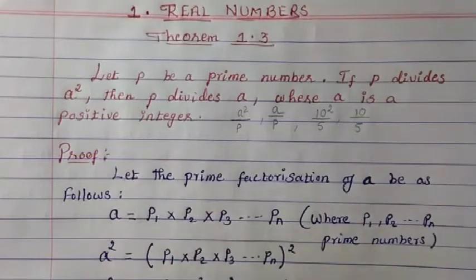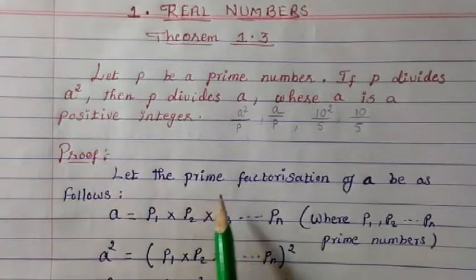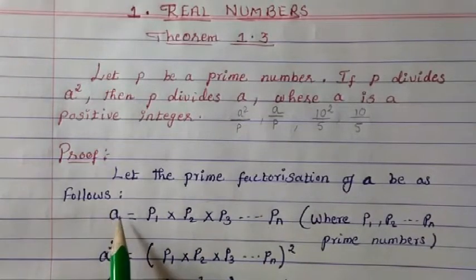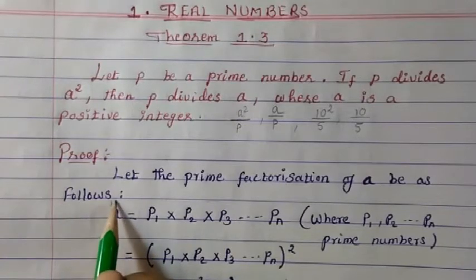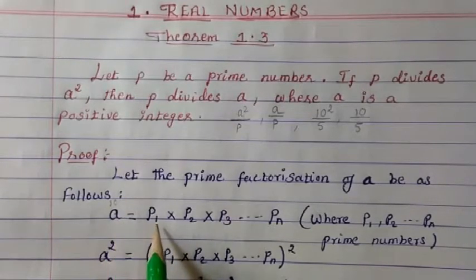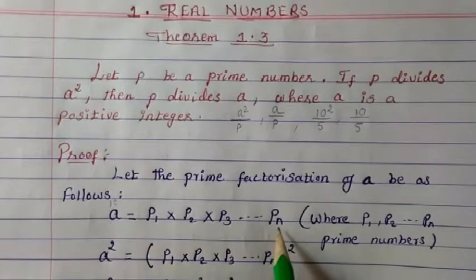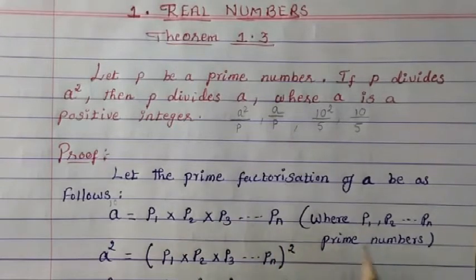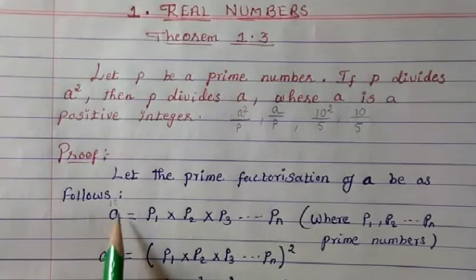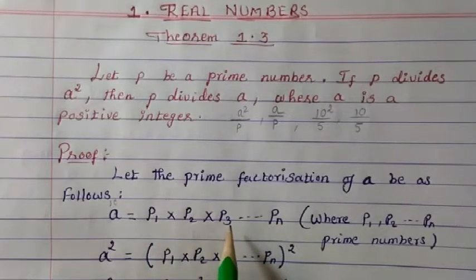So let's begin. Proof. Let the prime factorization of A be as follows. You consider A as some composite number. For example, let's consider A as 10. So if this is a composite number, then the factors of A would be P1, P2, P3 and so on, where P is a prime number. You know the factors are always prime numbers. So if A is a composite number, the factors of A would be P1, P2, P3, right?